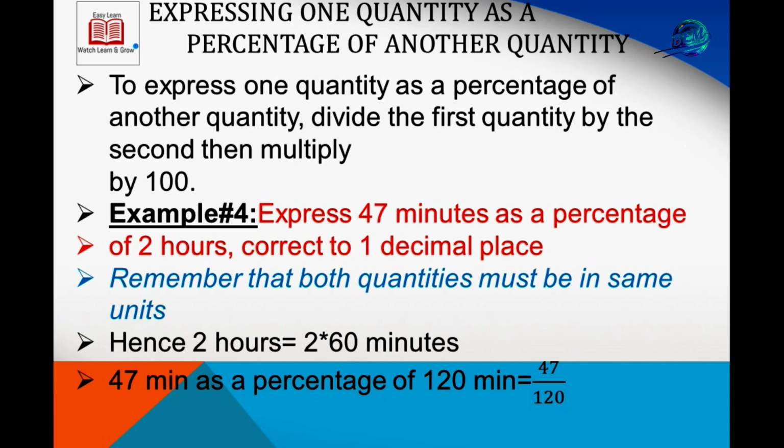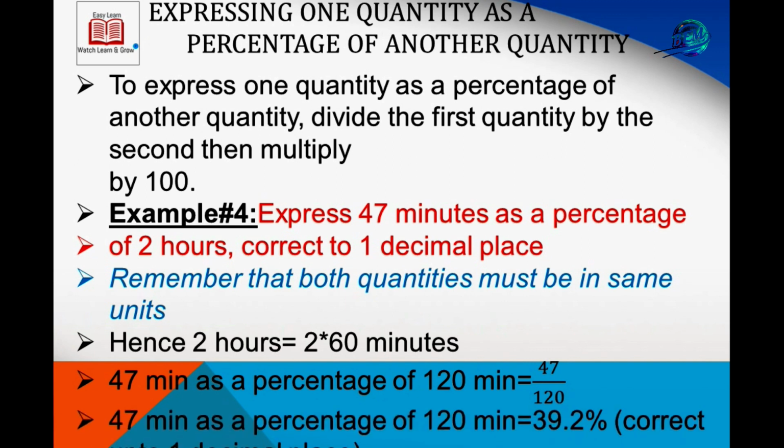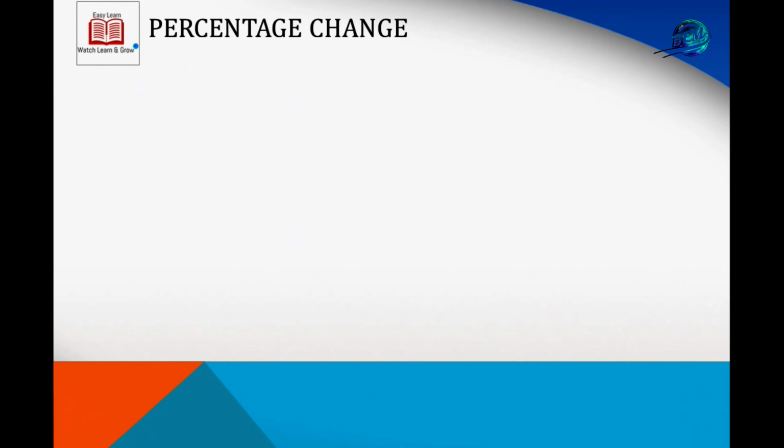So what I have to do is take the first quantity and divide it by the second, that is 120, and it looks like a proper fraction here. 47 minutes as a percentage of 120 minutes. The answer is 39.2%, and it is correct up to 1 decimal place as required.